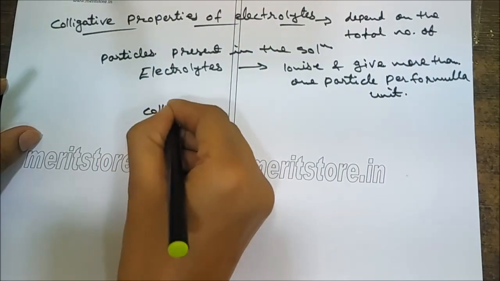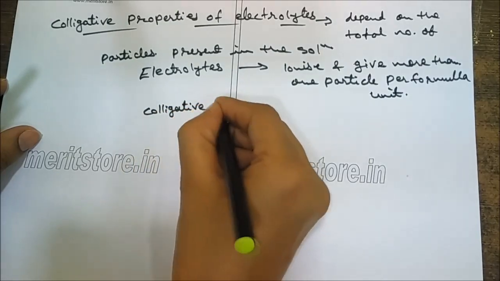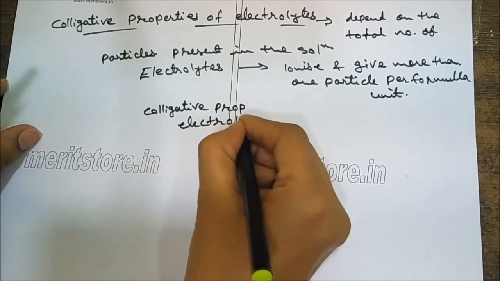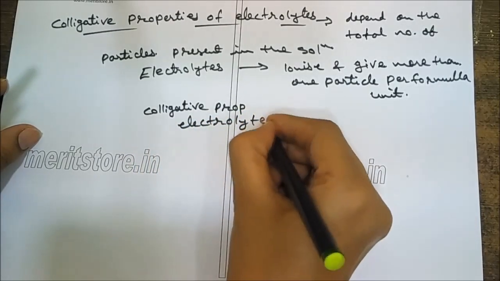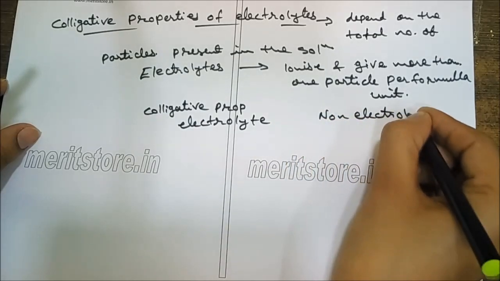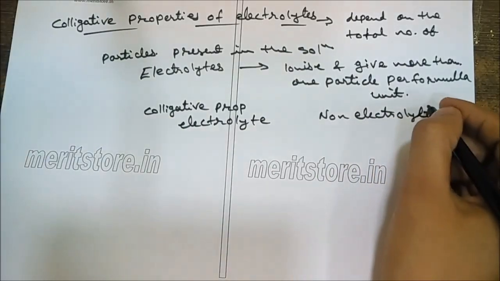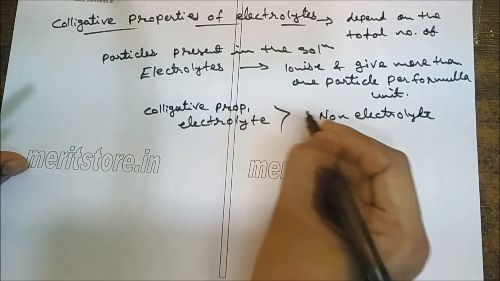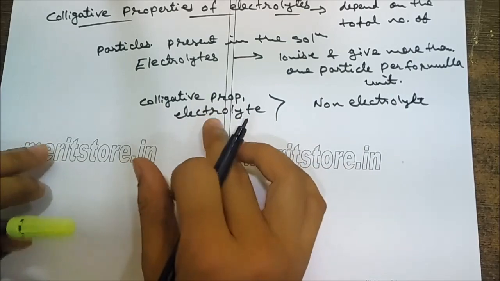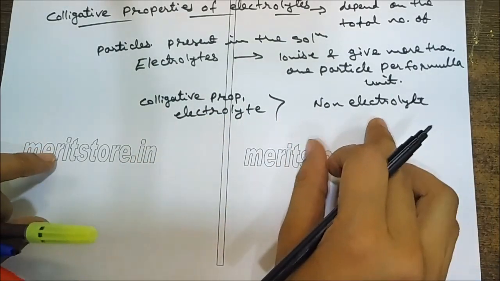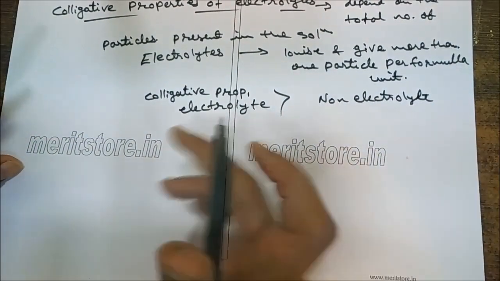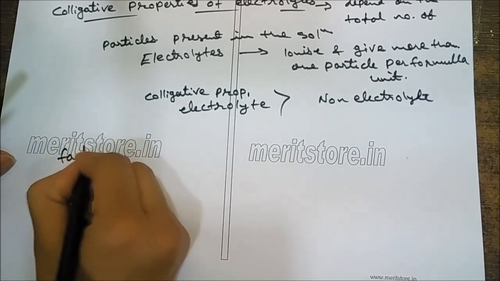So the colligative properties for an electrolyte and for a non-electrolyte will be greater in electrolytes of the same concentration. If you are taking the same concentration of electrolytes and non-electrolytes, then the colligative properties of electrolytes will be more than non-electrolytes. The factors affecting colligative properties.